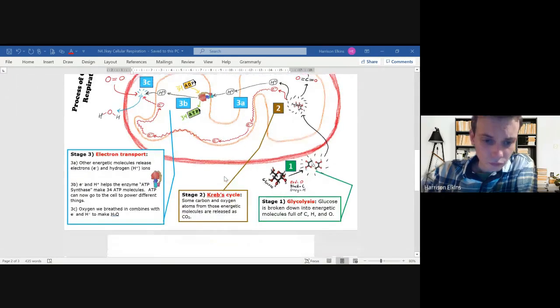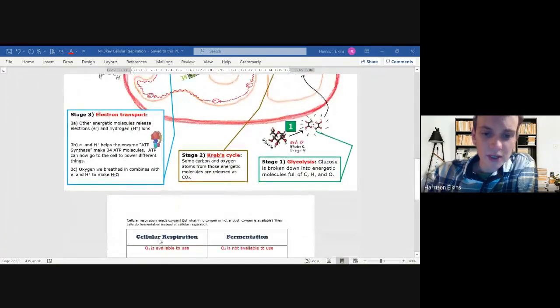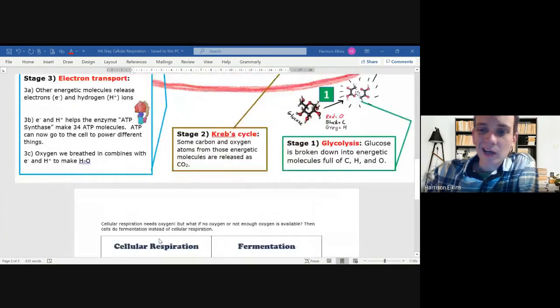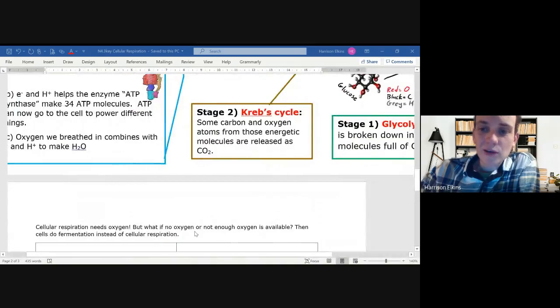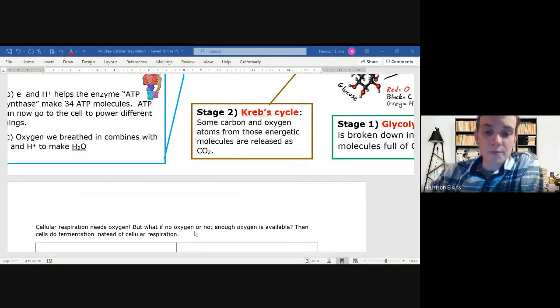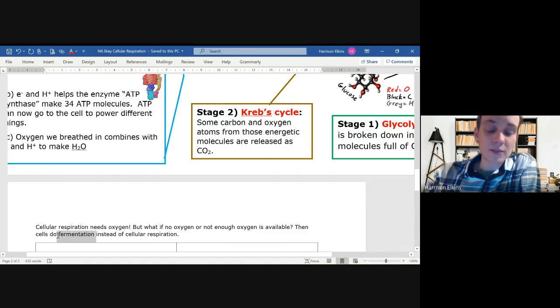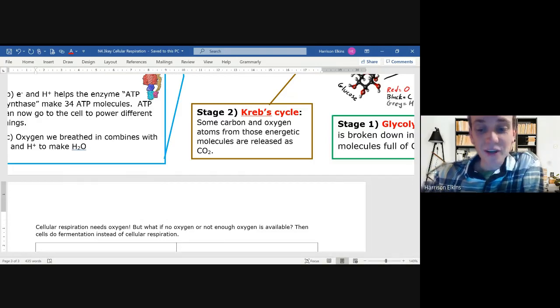Now, cellular respiration needs oxygen. Needs it at the end to catch those hydrogens. But if you don't have enough oxygen available, what's going to happen? Cells are actually going to do a process called fermentation instead of cellular respiration. Your cells can do this, but most importantly, other cells can do this, like yeast cells and bacteria.